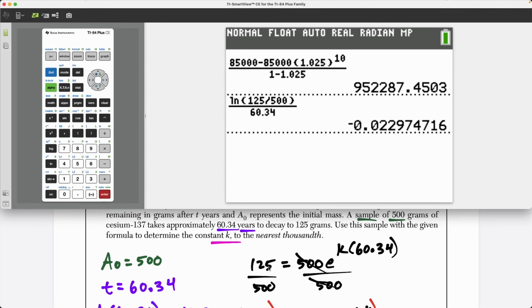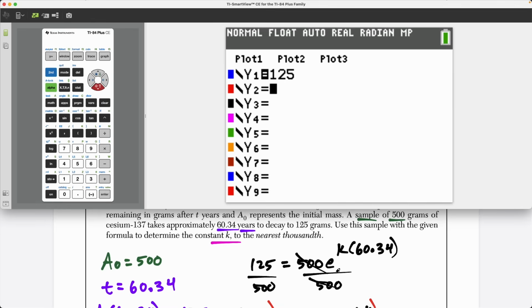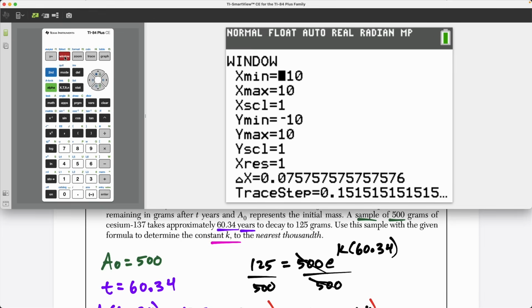Now, they didn't say to determine this algebraically. So let's say we get to the equation step and we're like, oh no, how do I solve for k? What we could do for something like this is type in the left side, 125, and then the right side of the equation was 500 e, so second natural log, and then k, I'm just going to put x because that's the variable button for the calculator, and then multiplied by 60.34. But since y1 is equal to 125, I would go to the window and make sure my y maximum goes past that. So I'm going to go up to, let's say, 150.